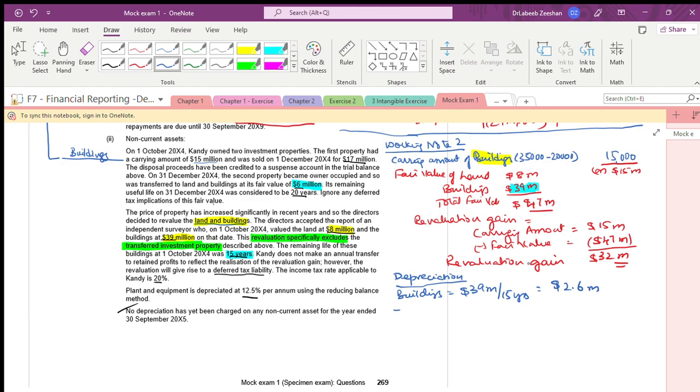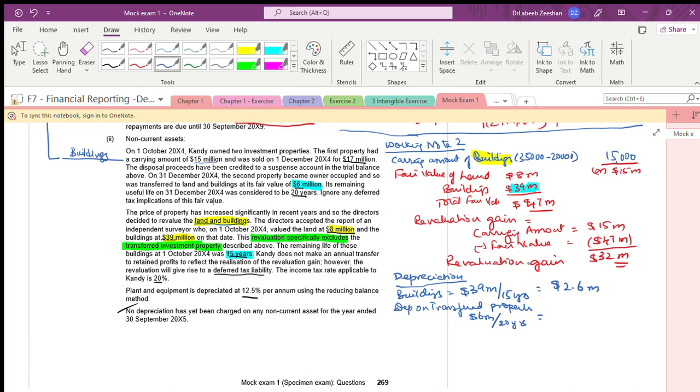Now, depreciation on transferred property. How much is the transferred property? 6 million. What is the life of the transferred property? The life of the transferred property is 20 years. So 6 divided by 20. See the things.